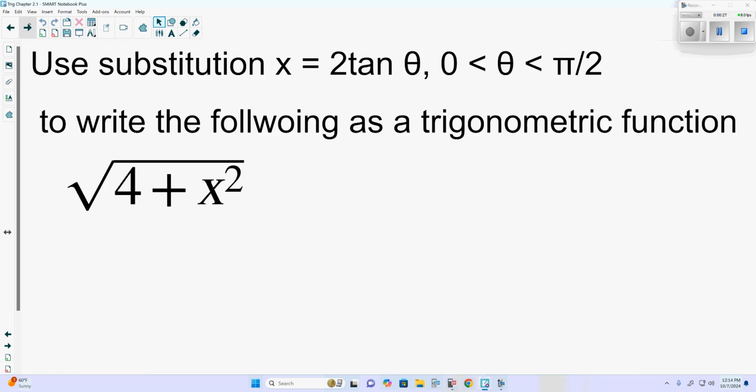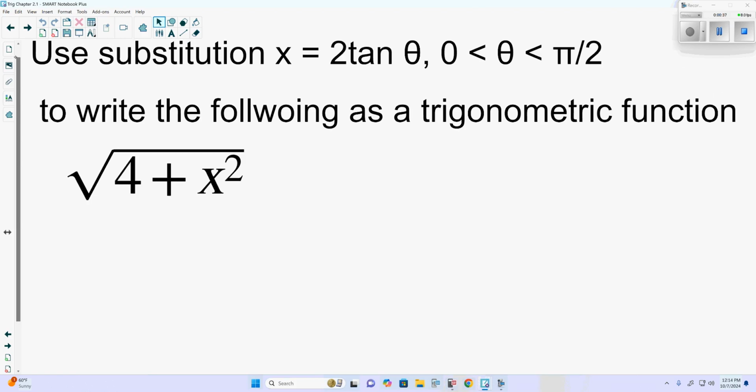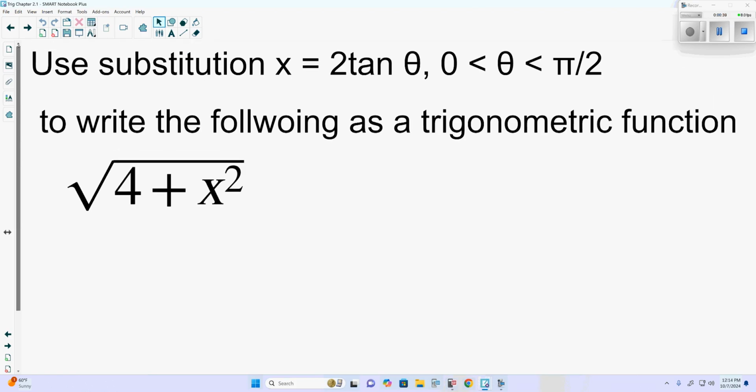Use substitution, x equals 2 tangent of theta, 0 is less than theta is less than pi over 2, to write the following as a trigonometric function. All this is saying is that theta is between 0 and pi over 2, in the first quadrant, which means its value is going to be positive. We don't have a negative. So x is 2 tangent of theta.